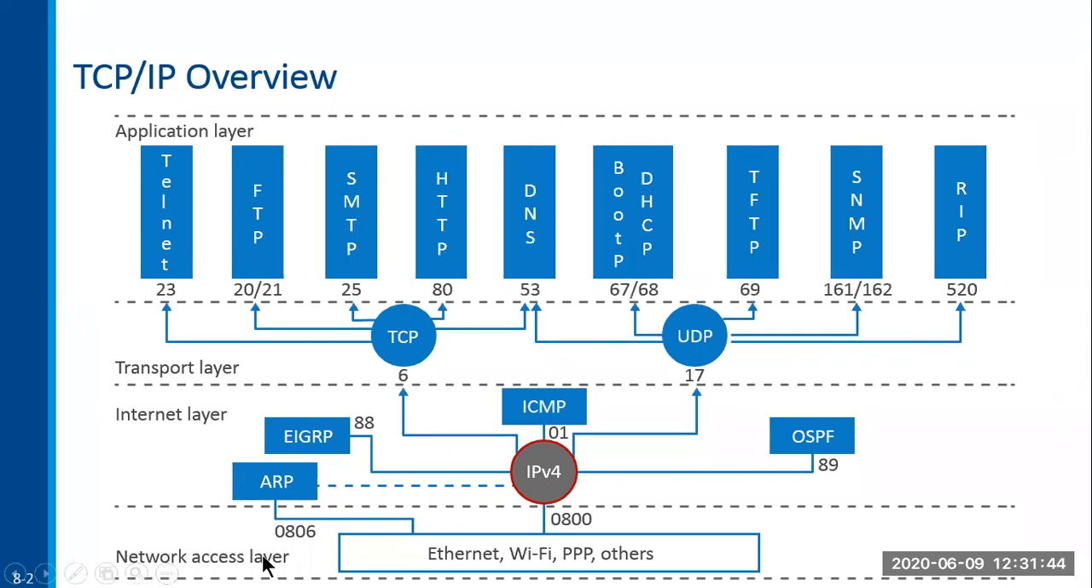What they're calling network access is layers 1 and 2. Ethernet, Wi-Fi, etc. operate there. IP operates at the network layer, and TCP and UDP operate at the transport layer, and these are application layer protocols. So again, lots of different ones.